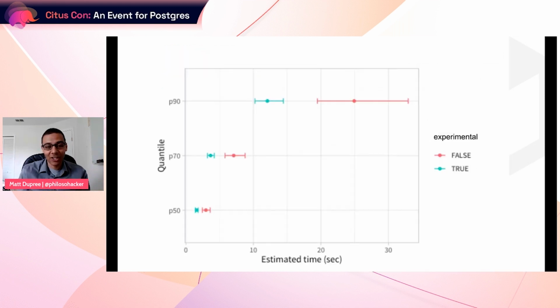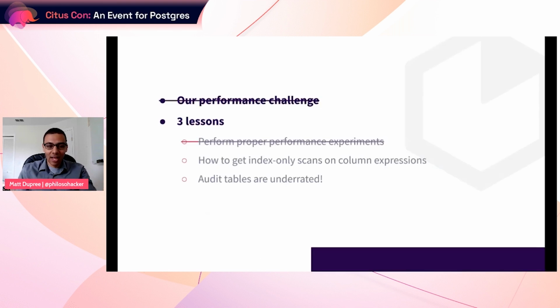So in that case, we can actually get an index-only scan. And what we're looking at here is just a visualization that shows how much faster the queries were as a result of this when we did the performance experiment. We can see that it's about a 2x win at the 90th percentile, which was really great for us. So that's the second lesson, how to get index-only scans on column expressions.